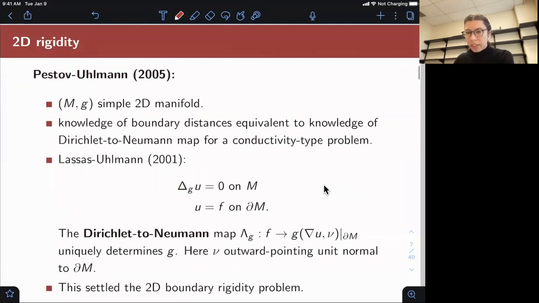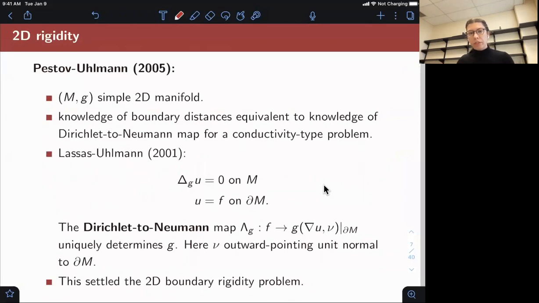So in this 2D rigidity case, again, I'm looking at a manifold which is two-dimensional and simple. And what Pestov and Uhlmann showed is that knowledge of the boundary distances is equivalent to knowledge of the Dirichlet-Neumann map for a conductivity type problem. And the conductivity type problem that they looked at was the Laplacian on the manifold.